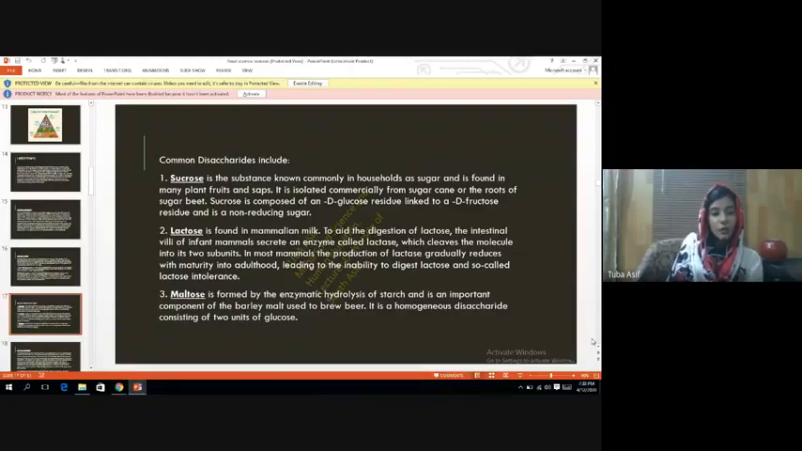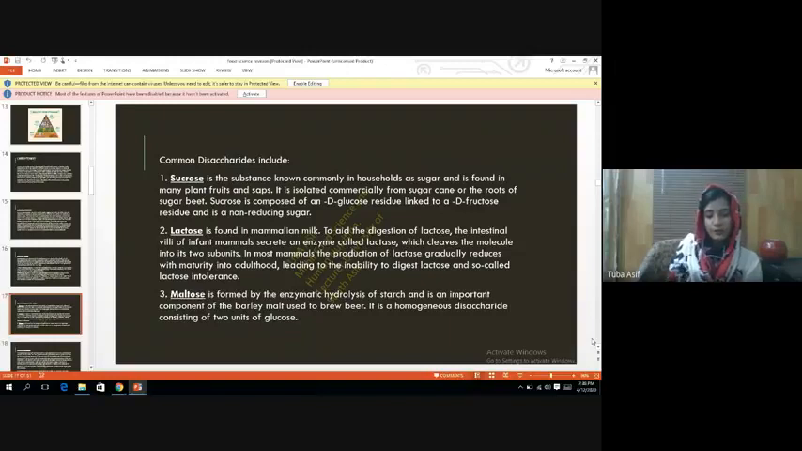The third common disaccharide we will be discussing here is maltose, that yields 2 units of glucose upon hydrolysis. Maltose is formed by the enzymatic hydrolysis of starch, and it is an important component of barley malt, which is used in brewing beer. It is a homogeneous disaccharide consisting of 2 units of glucose.